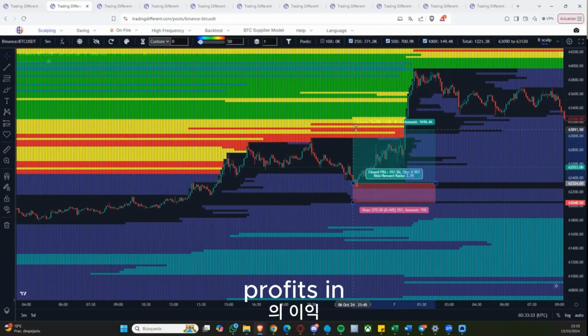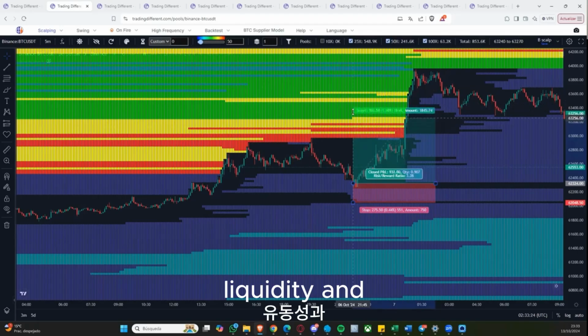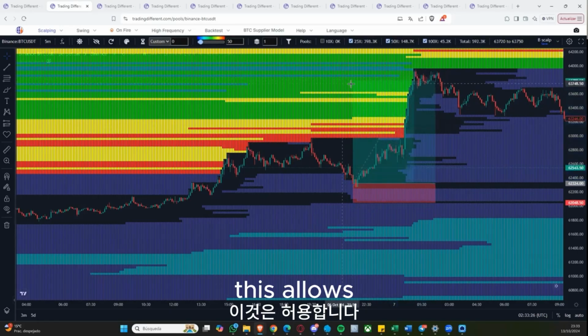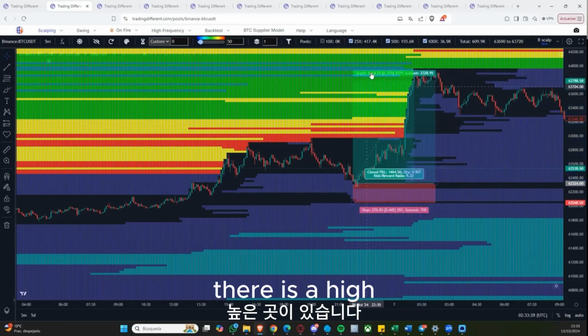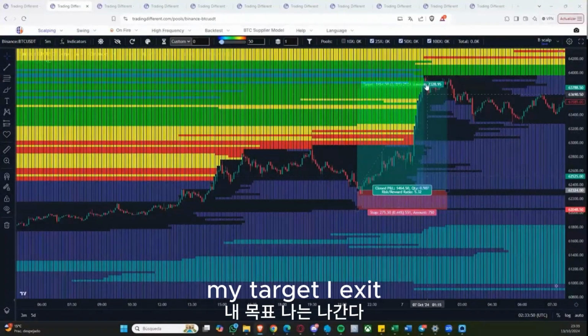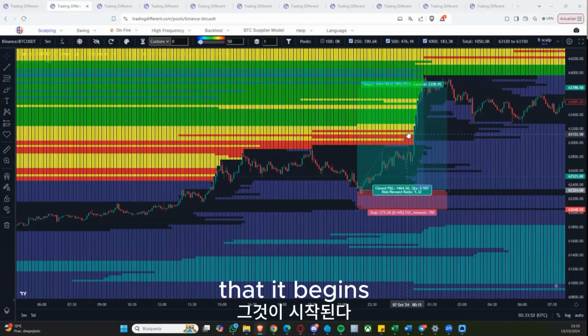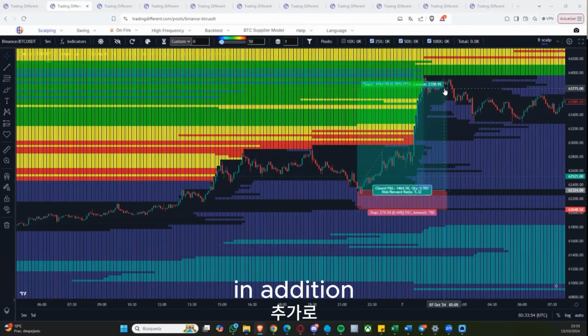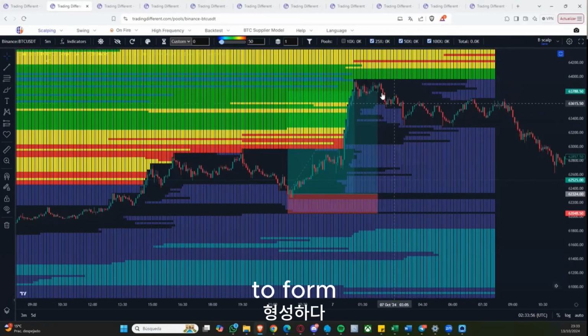I take partial profits in the area of highest liquidity and continue towards the top. This allows me to capture more profits where there is a high confluence of liquidity. The price has reached my target, I exit with profit and I notice that it begins to move sideways. In addition, more liquidity is starting to form at the top.